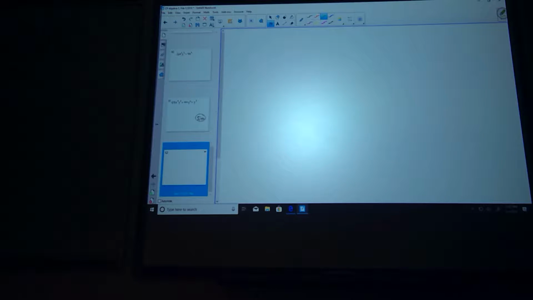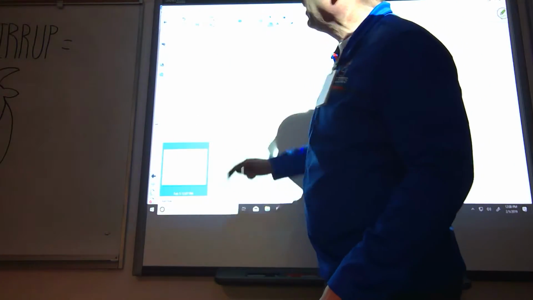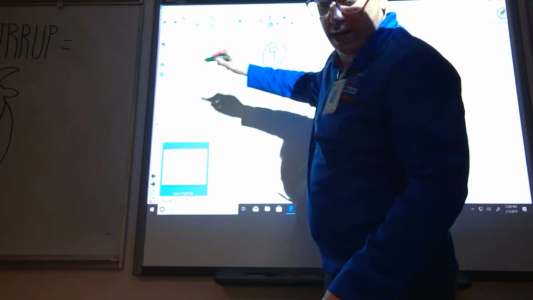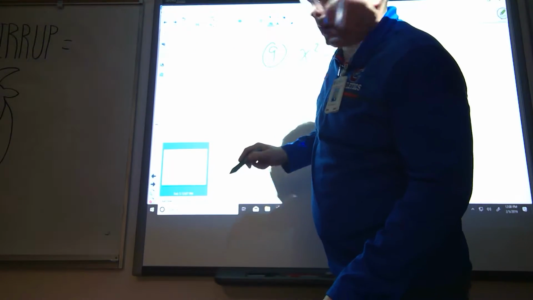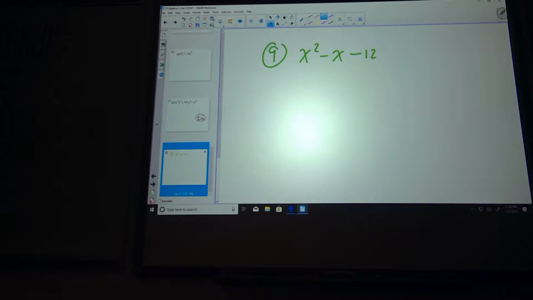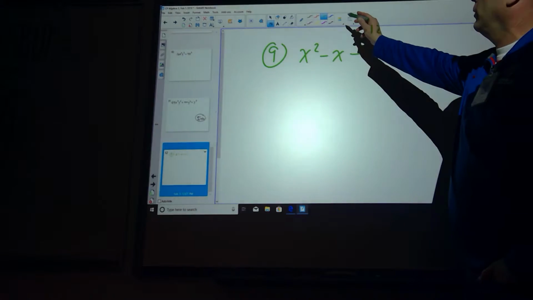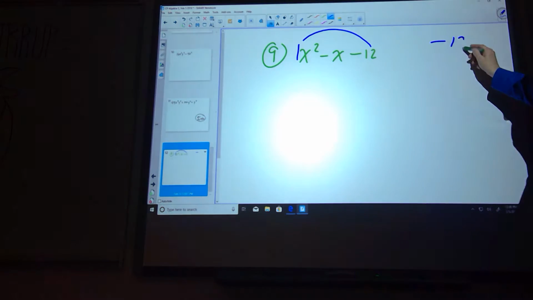Number 9. Problem number 9. We got x squared minus x minus 12. Some of you might see this the quick method, some of you might not. So let's just do the original. I have a lead coefficient of 1. Multiply, so I get negative 12. Good?